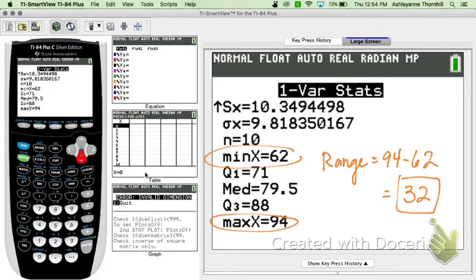And then the last thing that it asks me for is the variance. It doesn't give me variance on this. I actually have to square the standard deviation myself. So I'm going to take 9.818 and I'm going to square it. So go ahead and do that in your calculator and tell me what you get. What do you get? 96.39 what? I heard 86. 96 point what? 393. Good.